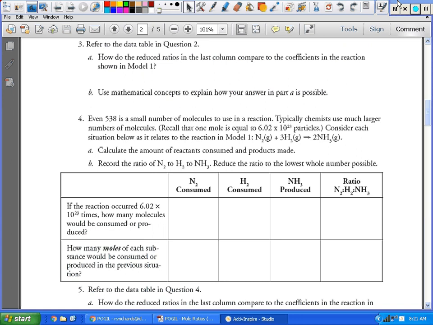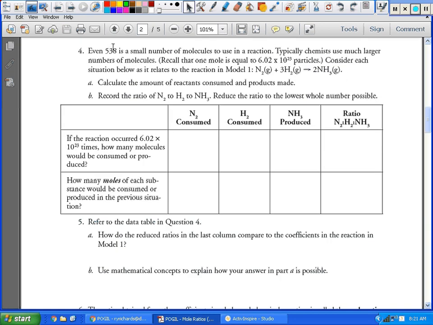All right, number four. Even if 538 is a small number of molecules to use in a reaction, why is 538 a small number of molecules? Because they're so tiny. Typically, chemists use much larger numbers of molecules. Recall that one mole is equal to how many particles? That big old huge number called what? Avogadro's number, 6.02 times 10 to the 23rd particles. Consider each situation below as it relates to Model 1. A, calculate the amount of reactants consumed and products made, and B, record the ratio reduced to the smallest whole numbers.